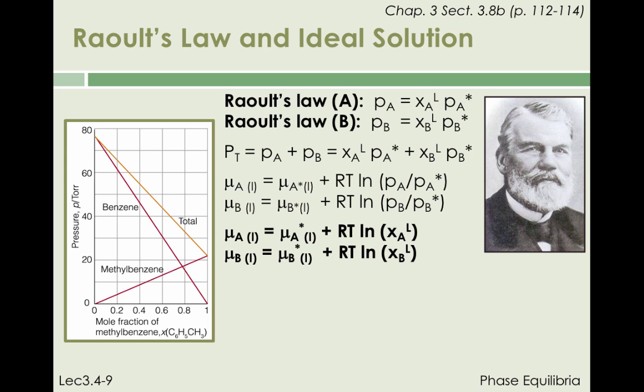Specifically, we get μA in the liquid state equal to μA star in the liquid state plus RT times the natural logarithm of the mole fraction of A in the liquid phase in solution. Similarly, the chemical potential for B in the liquid phase is equal to the chemical potential of pure B, that is μB star, in the liquid phase, plus RT times the natural logarithm of the mole fraction of B in solution.